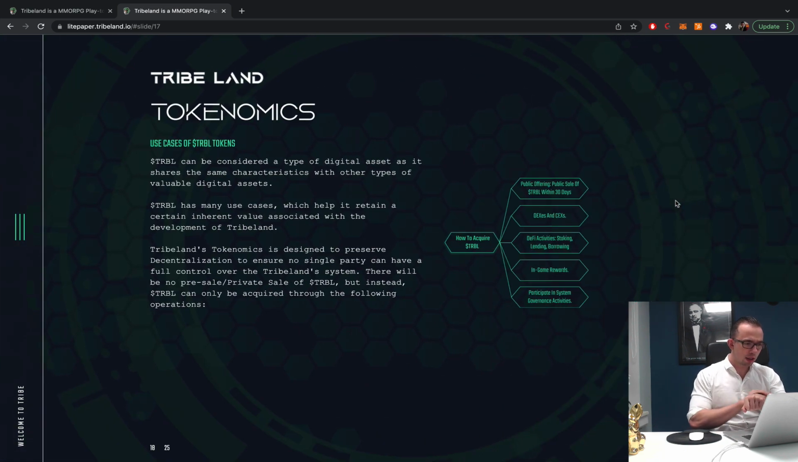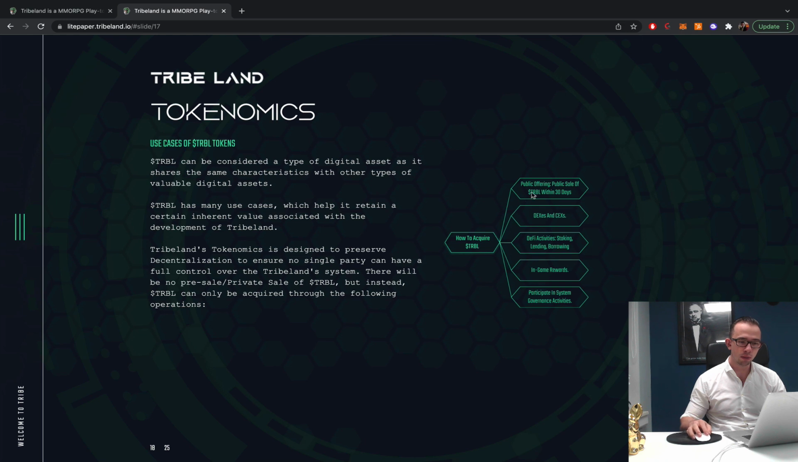Tribe can be considered a type of digital asset as it shares the same characteristics with other types of valuable digital assets. Tribe has many use cases which help it retain a certain inherent value associated with the development of Tribeland. Tribeland tokenomics is designed to preserve decentralization to ensure no single party can have full control over the Tribeland system. There will be no pre-sale or private sale, but instead it can only be acquired through the following options.